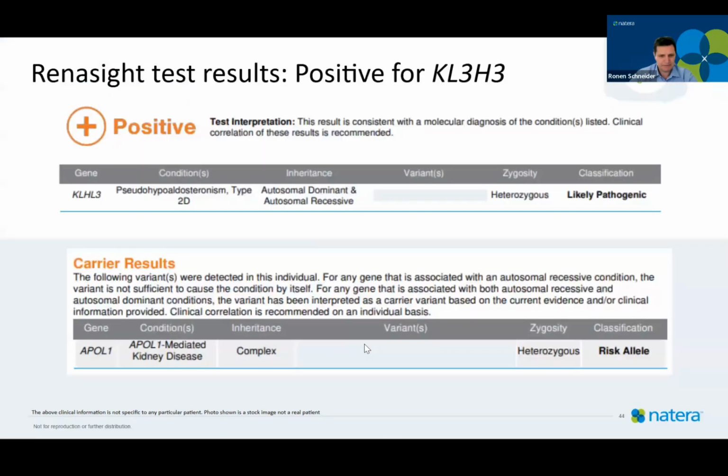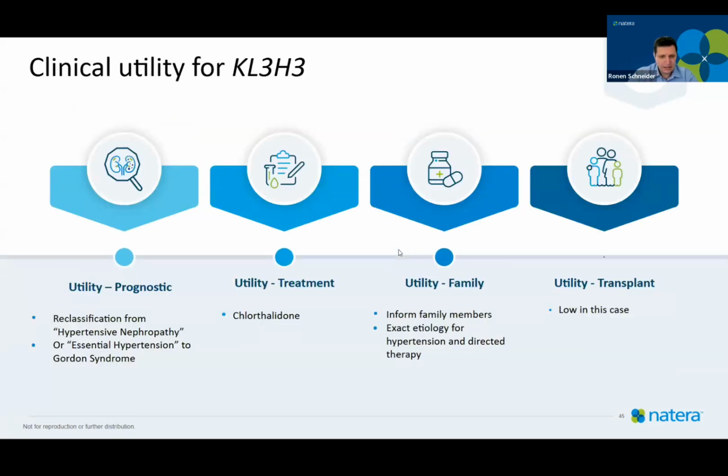Next slide, please. In this case, we found a heterozygous, likely pathogenic variant in a gene called KLHL3, which is a known cause of pseudohypoaldosteronism type 2D, or AKA Gordon syndrome. We also found a single risk variant in the APOL1 gene. Next slide, please. So the importance here in finding the cause of his hypertension was, one, reclassification, again, from hypertensive nephropathy or essential hypertension to actually Gordon syndrome.